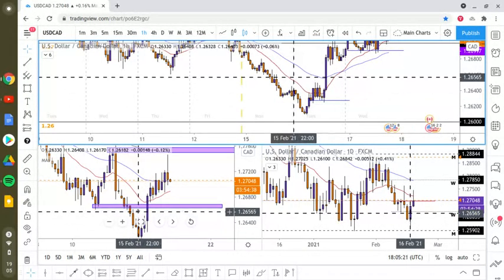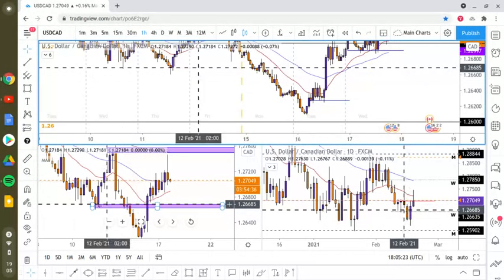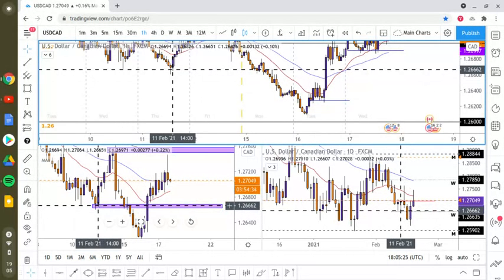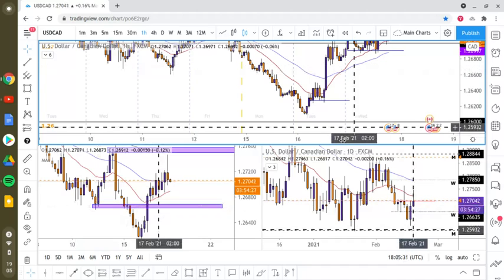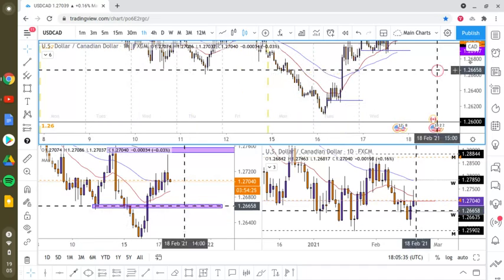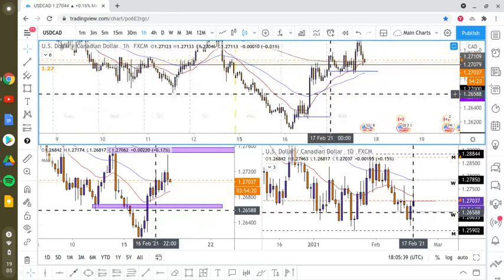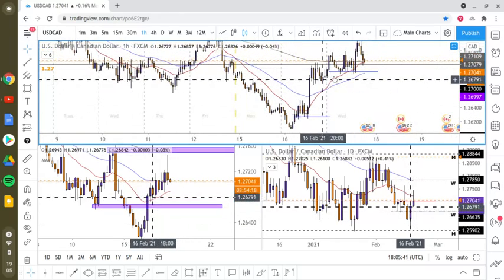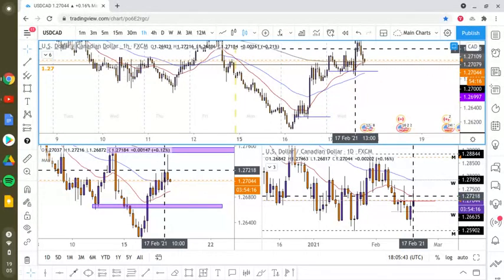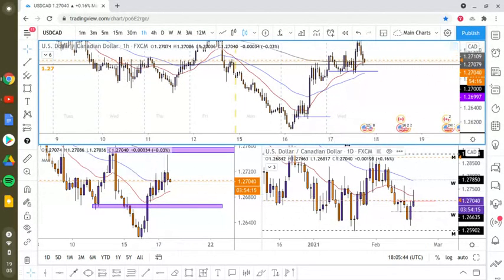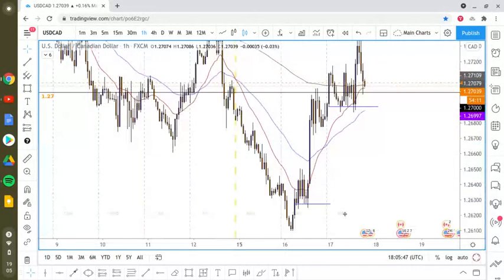My main target was this 4 hour potential break and retest area at 1.2665 basically, and then the round number. So I took most profit off at the 1.2690 area, around that. I was quite happy to take most of my profit, move my stop loss, and then eventually we did get that next push.